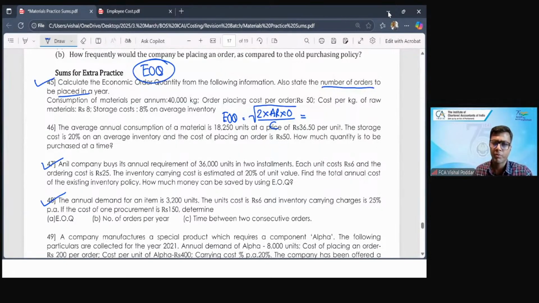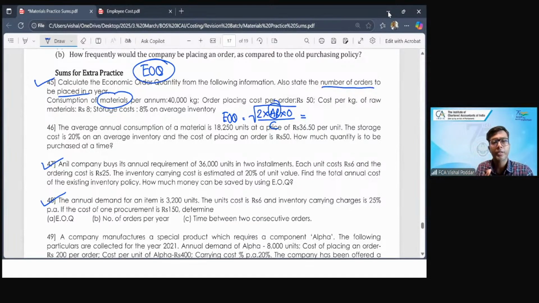Now, what is this important point in this? AR, that is annual requirement, should be of materials only. As we proceed, you'll find that in some questions, the annual requirement is given, or maybe monthly demand is given, and we are very good at math. So monthly into 12 will become annual, or if daily is given into 365, or weekly if it is given multiplied by 52 weeks will become annual.